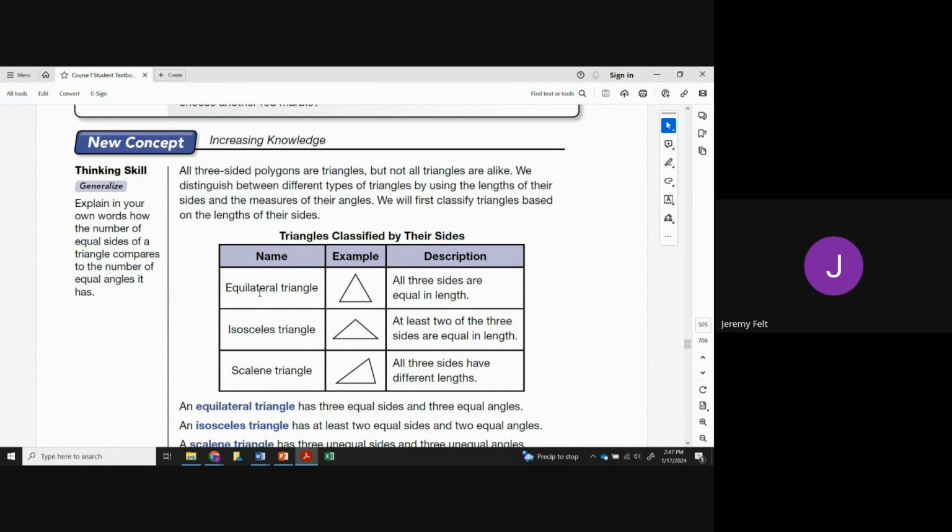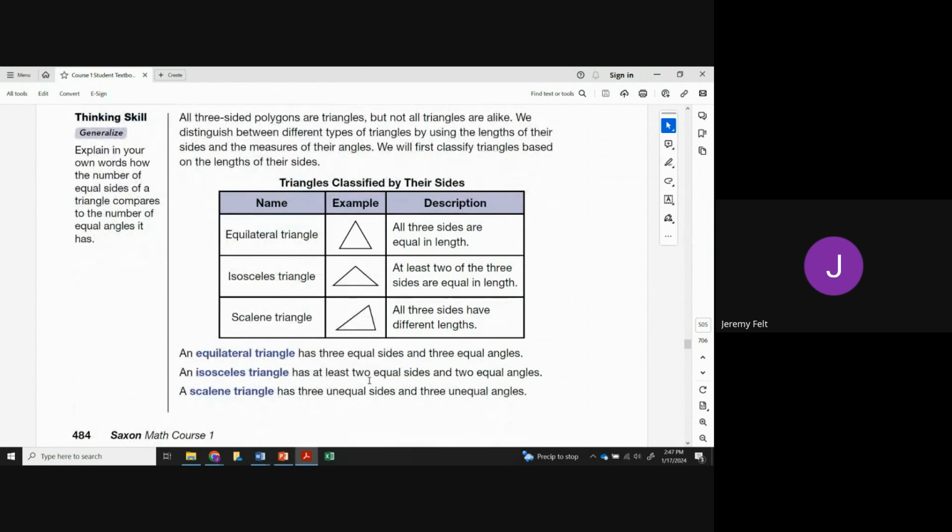Classifying by their sides, we have equilateral, which means all 3 sides are equal. Isosceles means 2 of the 3 sides are equal, and then scalene means that all three are different. So no sides are the same. And that's our only three options because we only have three sides. So either they're all different, two are the same, or three are the same.